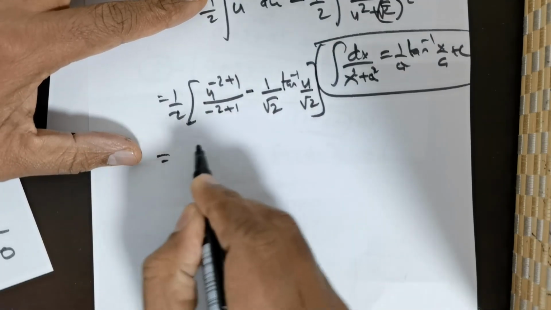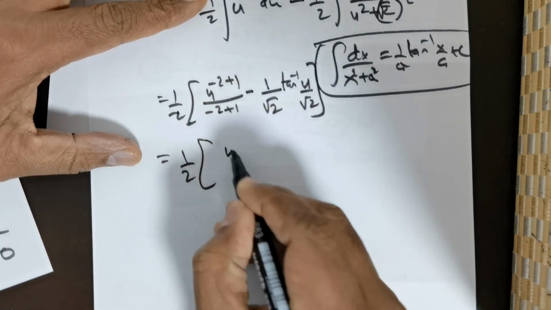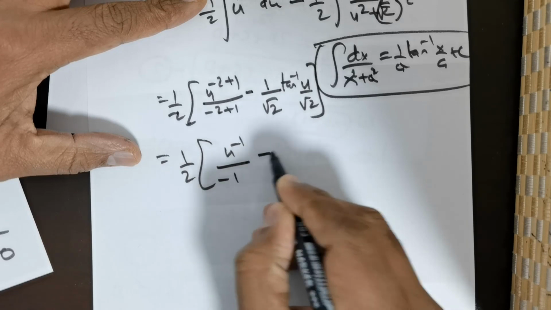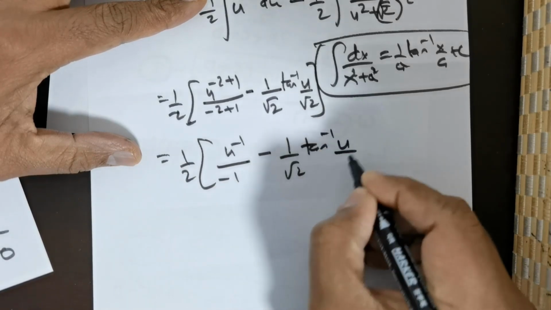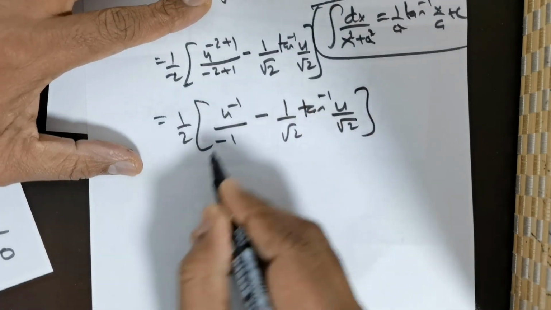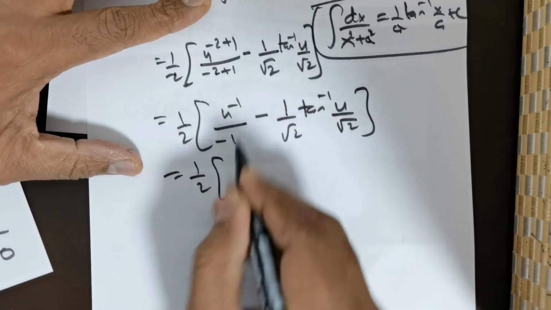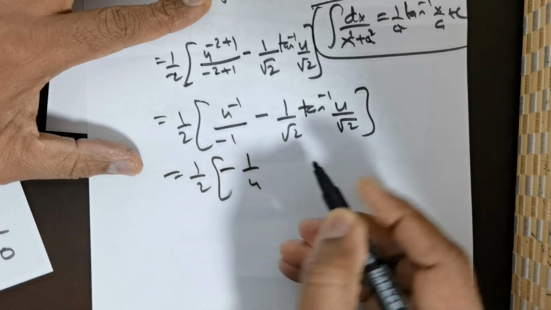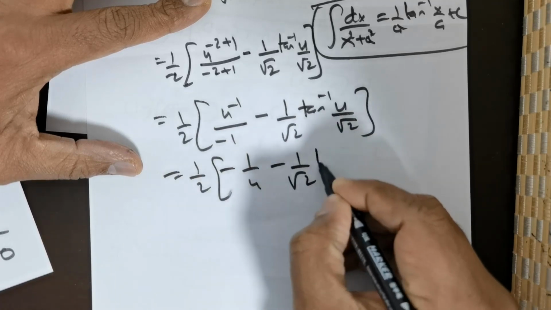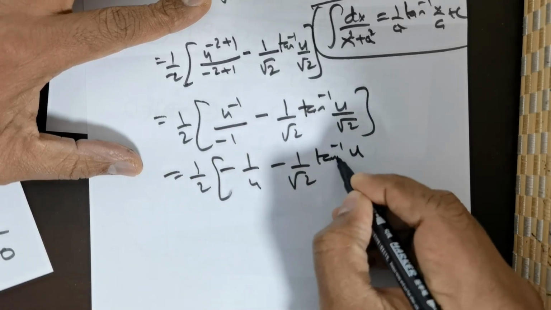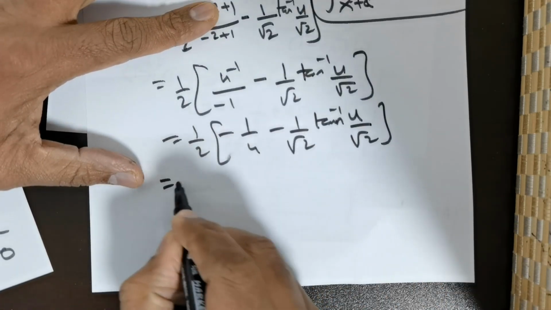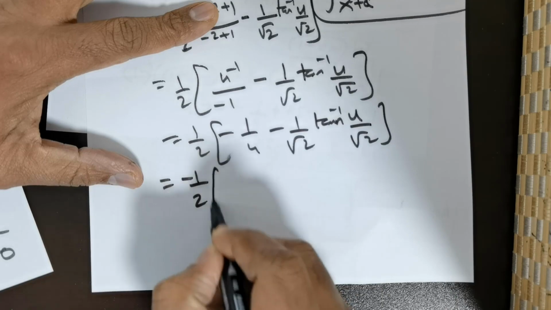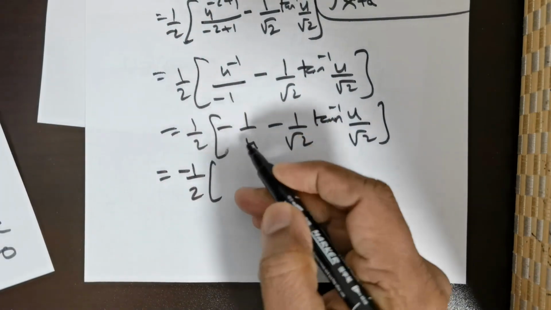Now I can rewrite this 1 over 2 times u raised to the power of negative 1 divided by negative 1, negative 1 over root 2 tan inverse of u over root of 2. This will be rewritten as 1 over 2 times 1 over u with a negative sign, negative 1 over root of 2 tan inverse of u over root 2. Now I can take the negative sign out, so it's going to be negative 1 over 2 times 1 over u.